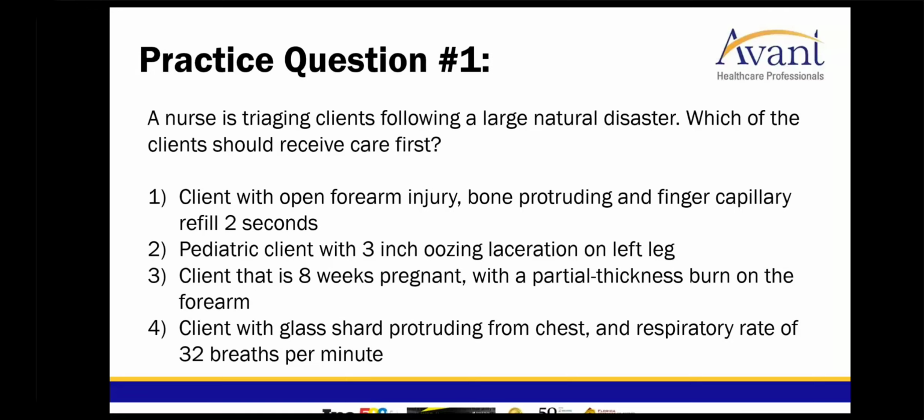1. Client with open forearm injury, bone protruding and finger capillary refill 2 seconds. 2. Pediatric client with 3-inch oozing laceration on the left leg. 3. Client that is 8 weeks pregnant with a partial thickness burn on the forearm. 4. Client with glass shard protruding from chest and respiratory rate of 32 breaths per minute. I'll give you a minute to pause the video and reread the question before we look at the answer choices.